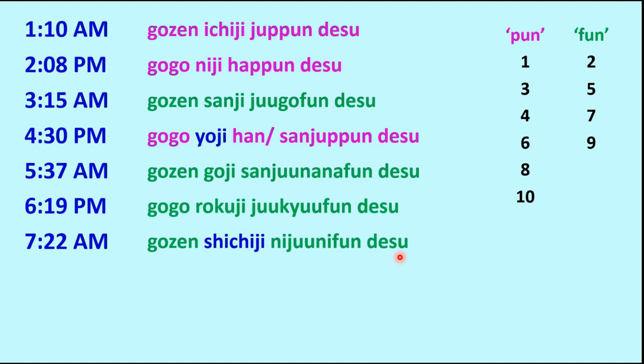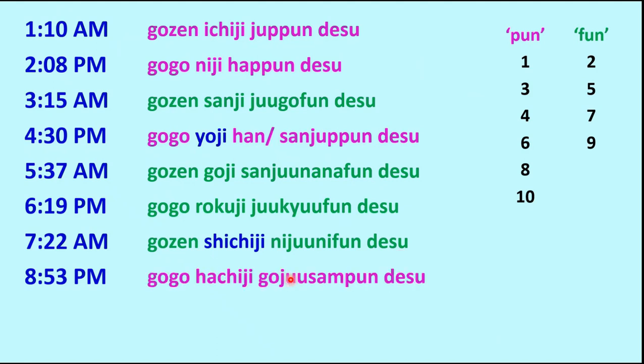7:22 a.m. Next is 8:53 p.m. Gogo Hachiji Goju Sampun desu. Goju Sampun desu. This is 53. Goju Sam is 53 and Pun is minutes. So Gogo Hachiji Goju Sampun desu.